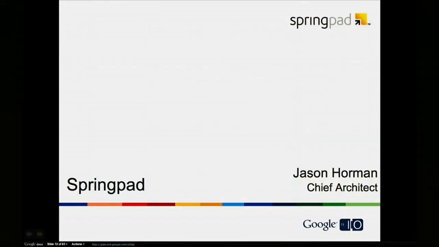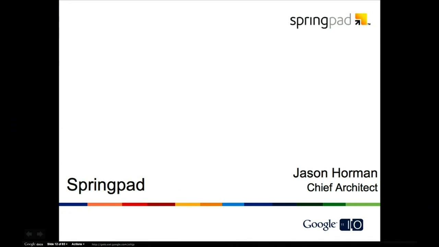Hello, everybody. My name is Jason Horman, Chief Architect and co-founder at Springpad. I've been a Boston-based developer for about 15 years. Started out at lycoast.com and been doing DHTML since then, doing Java, Python, and working in the Boston developer community.